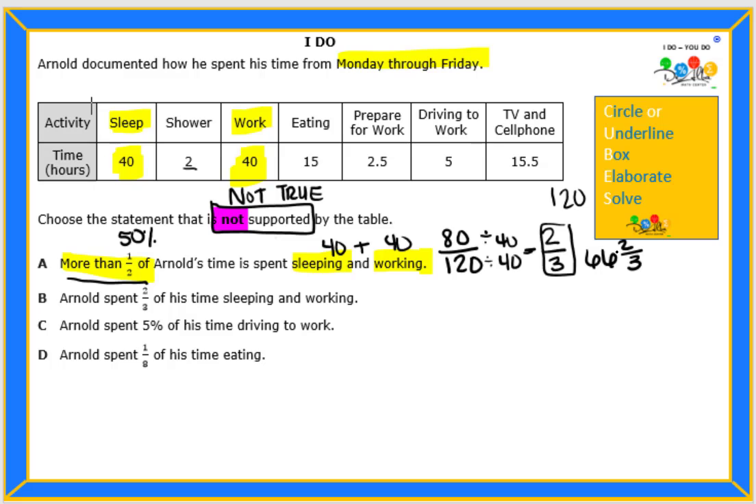So this is true. However, remember we are looking for something that is not supported. So we want something that is not true. Okay, so then let's go ahead and look at answer choice B. Arnold spent 2/3 of his time sleeping and working. Oh, we just found that out. Did we not just say 2/3 of the time was spent sleeping and working? That's exactly what we just did. Sleep was 40 and work was 40, and that was 80 out of 120, and then we got 2/3. So this is true. Okay, so that's not going to be our answer.